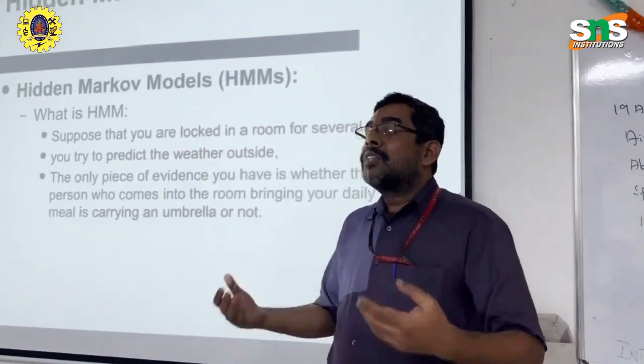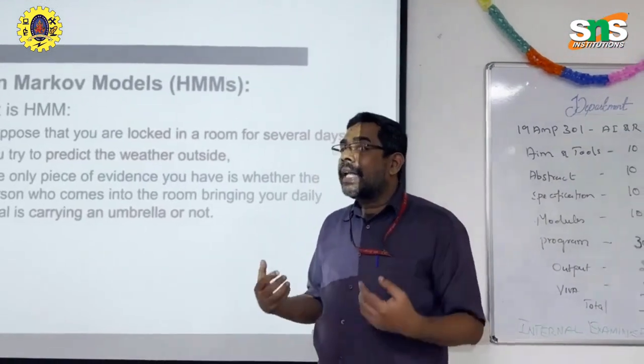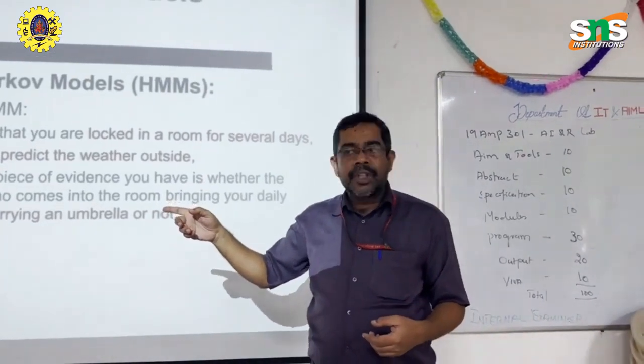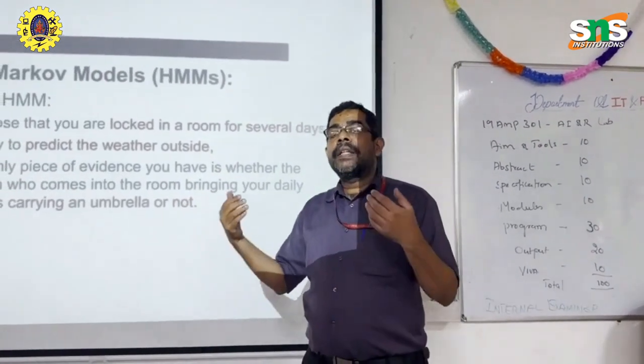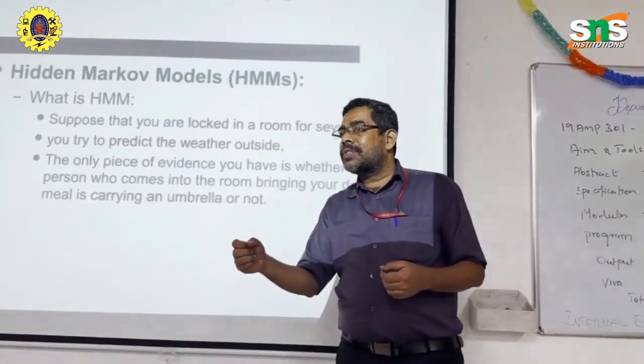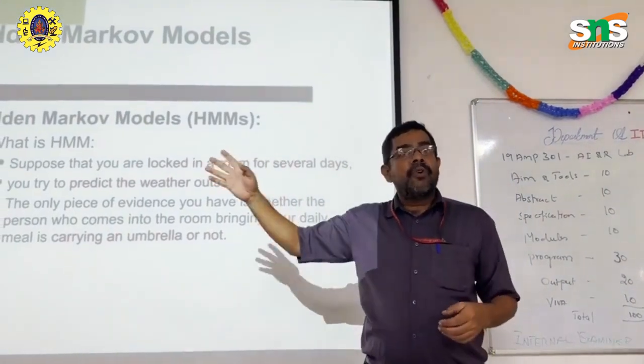Say for example, if the person who comes in arrives sweating heavily, then I can come to the conclusion that outside it is very sunny. So the point is clear. Understood? Meanwhile, if the person who comes in is holding an umbrella, then I can come to the conclusion that somehow rain is there.